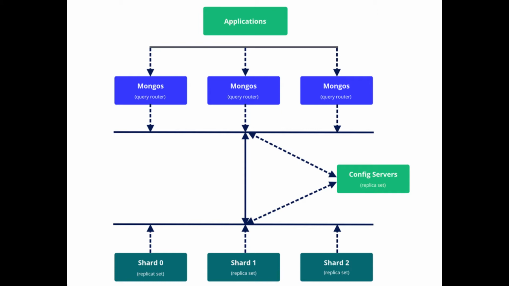The shard is the component which actually holds data in the sharded cluster. The config component holds metadata, and mongos acts as a query router.